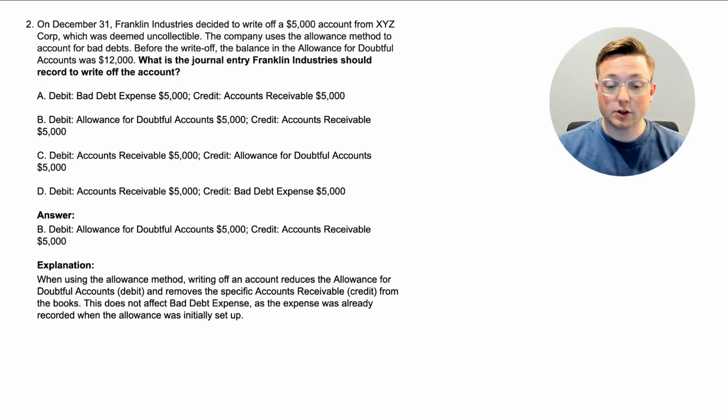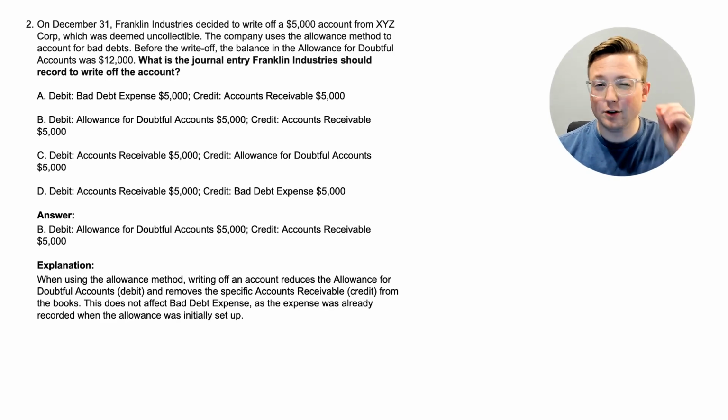When using the allowance method, writing off an account reduces the allowance for doubtful accounts, which is the debit, and removes the specific accounts receivable, which is a credit, from the books. And when I say that, I'm not saying that accounts receivable is a credit account. I'm saying to reduce accounts receivable, you credit accounts receivable. This does not affect bad debt expense, as the expense was already recorded when the allowance was initially set up.